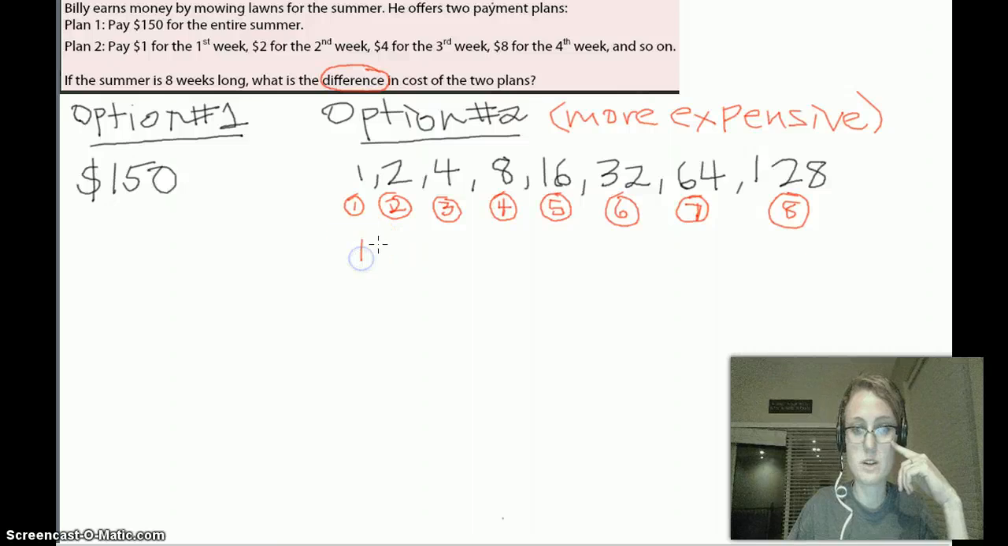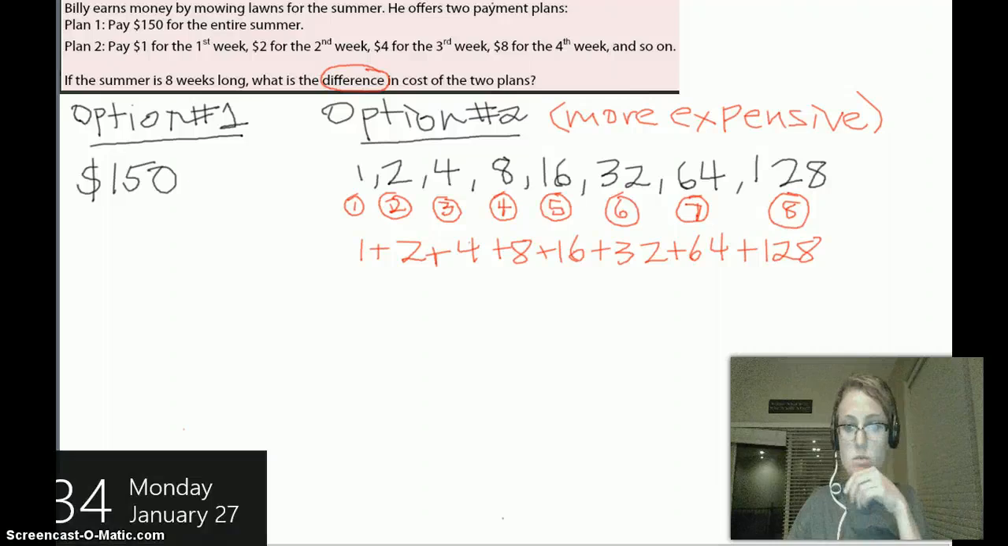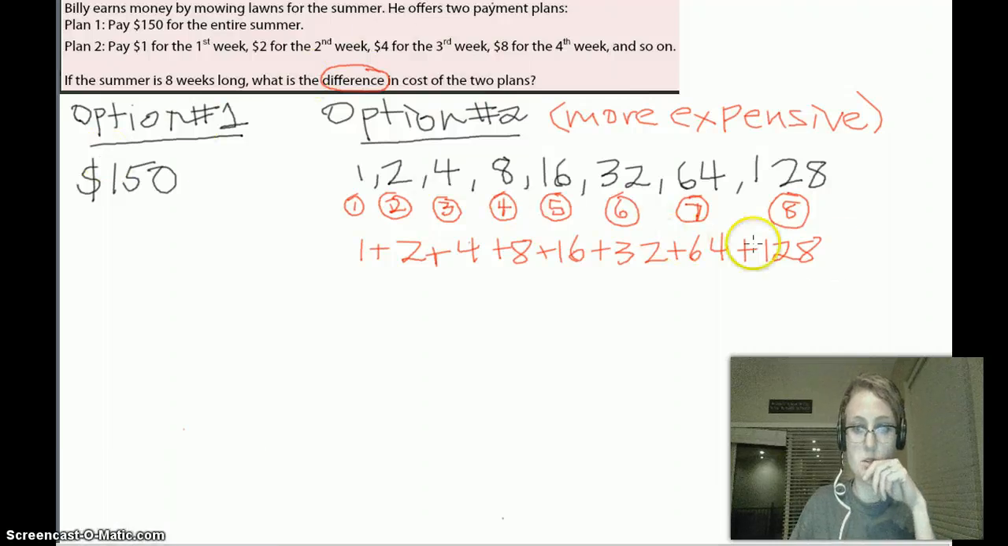So if we do 1 plus 2 plus 4 plus 8 plus 16 plus 32 plus 64 plus 128. Okay, I'm going to pause this recording and do that in a calculator. Okay, the calculator told me that this equals $255.